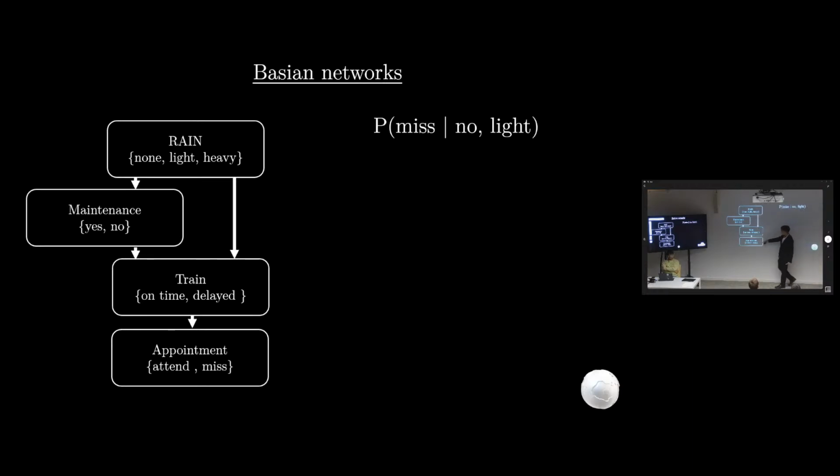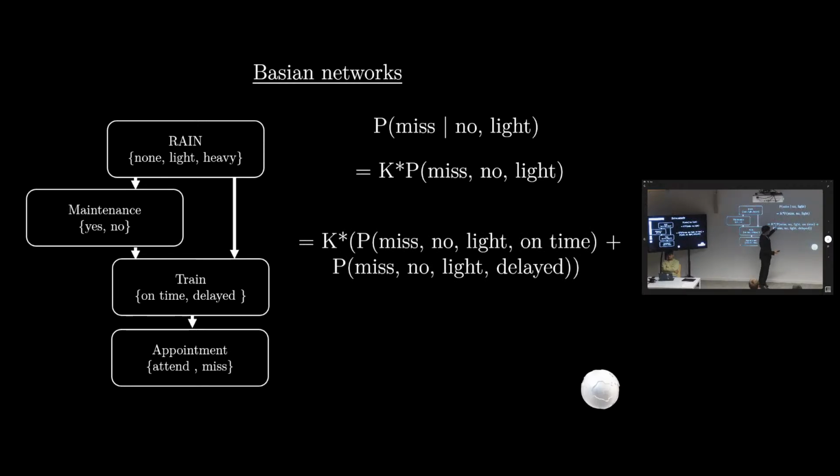But the appointment variable is not directly related to these variables, right? So I can't use the previous technique. The first step is to convert this conditional probability into a joint probability. Then we use a rule of probability which says that the conditional probability is proportional to the joint probability. Then we use another trick called marginalization, which means that I take the same probability and say this probability is equal to miss, no maintenance, light rain, and the train being on time, plus the same with the train not being on time, which makes sense, right? The train is either on time or delayed. So this should be equal to the original.